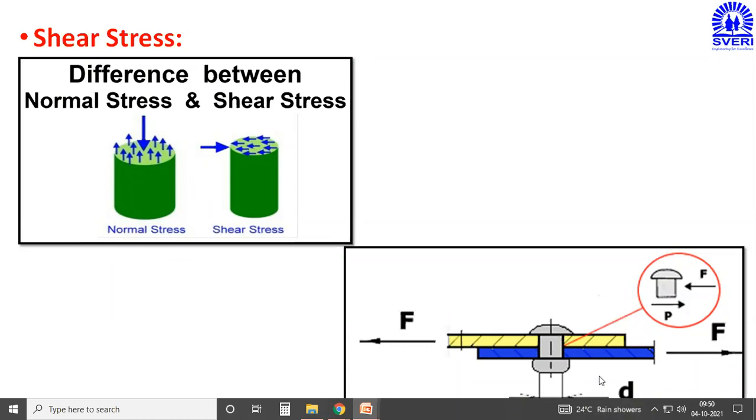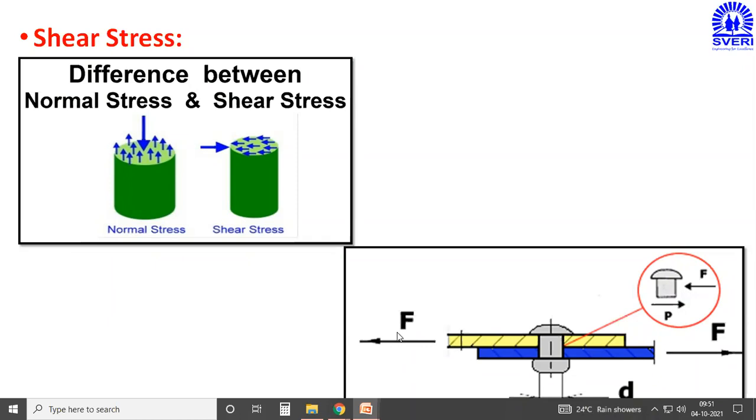So for that purpose, you have to understand the second figure. In the second figure, there are two plates. One yellow colored plate is there, and at the bottom side, one blue colored plate is there. Those plates are joined together by using a rivet. So at the center, you can see, this is the rivet. On the yellow plate at the top, F amount of force is applied at the left side, and at the bottom side, another F amount of force is applied at the right side, but it is applied on the blue plate.